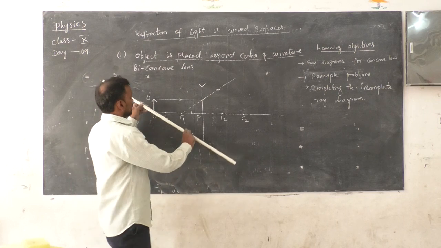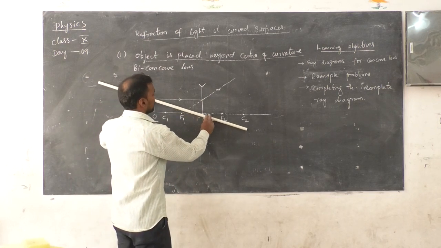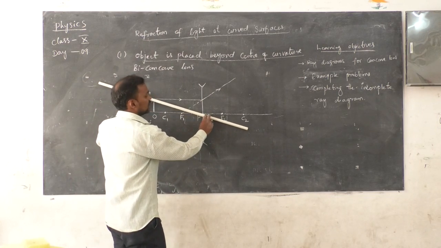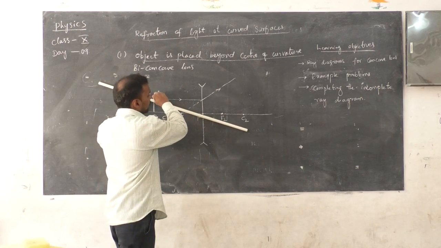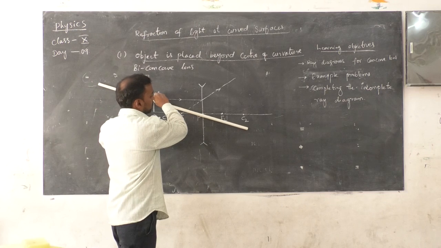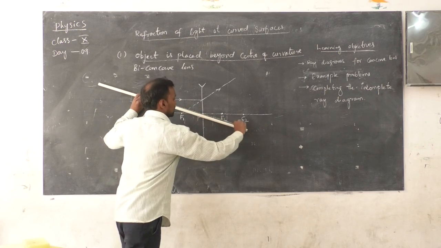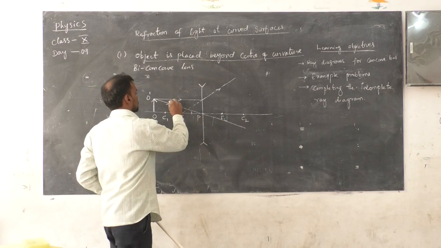And the next one is when the light ray is passing through the optic center, it will not deviate. This is the second situation. So I am using the second situation: from the same point I am drawing the ray passing through the optic center. This is the optic center.